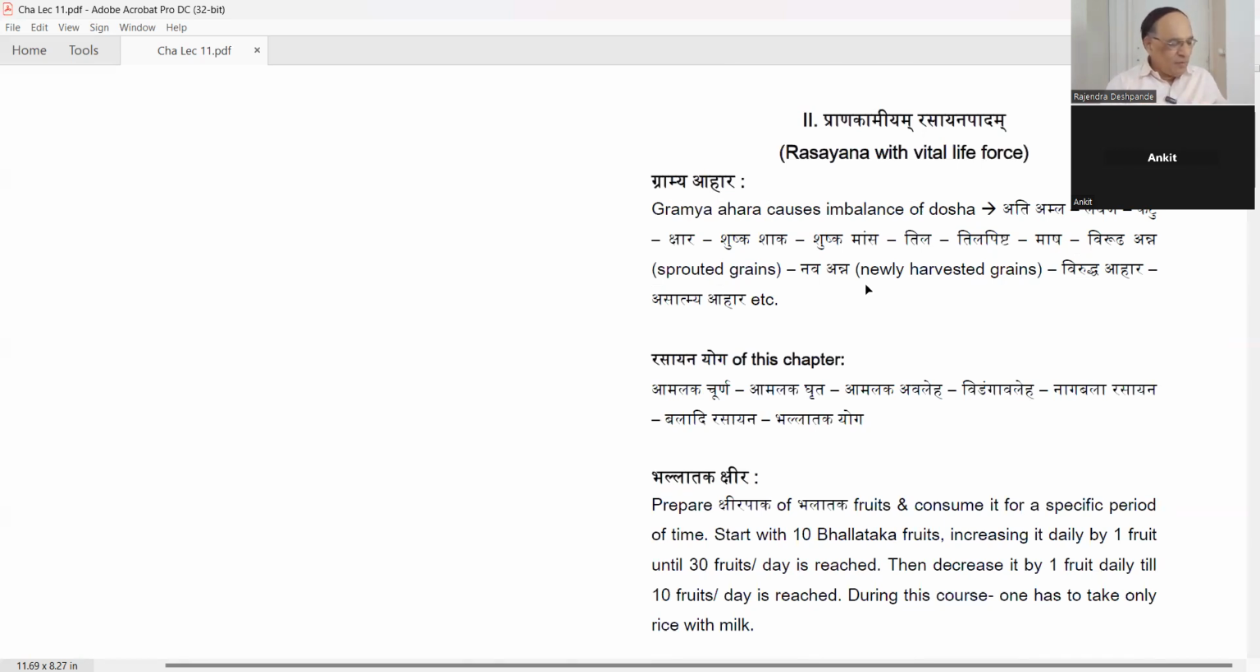Because we will maybe complete the Vajikarana Adhyaya next, but after Rasayana and Vajikarana, there is a chapter which is called Jvara. Jvara means fever, fever means pyrexia. Okay? So, the most important thing, you write down the keyword Jvara.